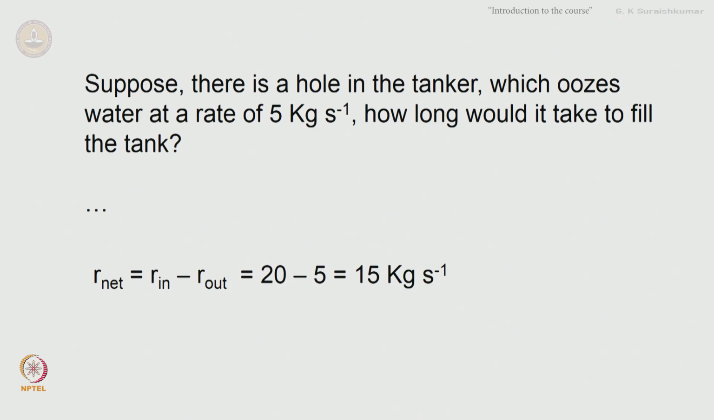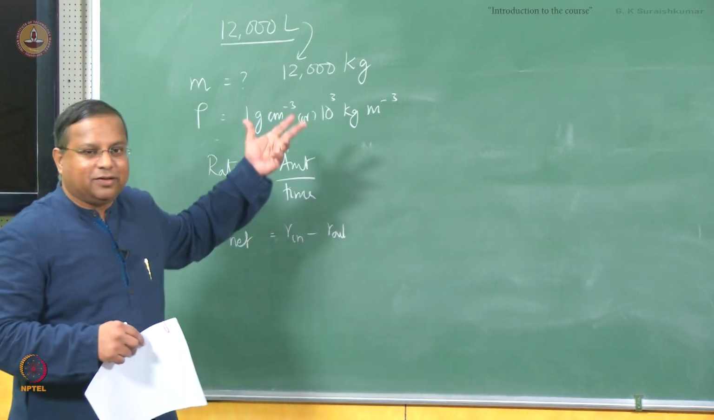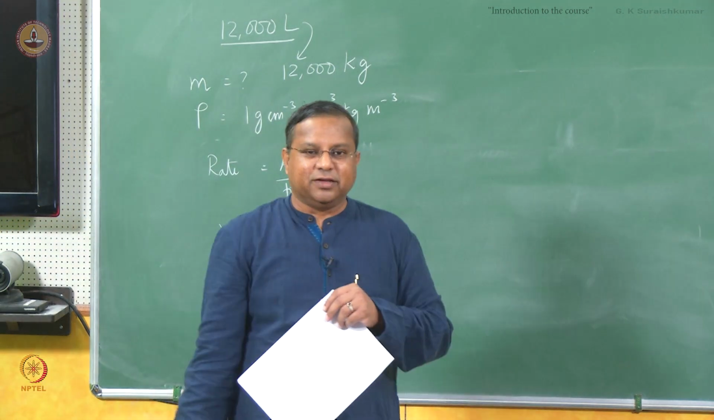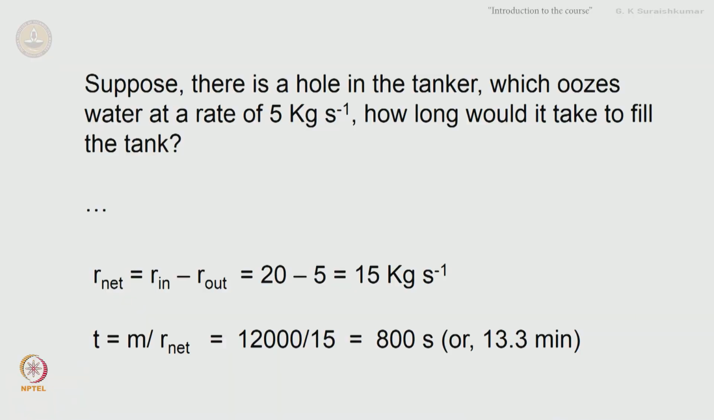Once you have this, it is straightforward to find out time. The time is mass by net rate, and that will turn out to be 12,000 by 15, which is 800 seconds, or 800 by 60, 13.3 minutes. Okay. So, now you know that intuitively you may not be able to manage it. I will even complicate this further, and then you would be convinced that intuitively you cannot really manage it every time.